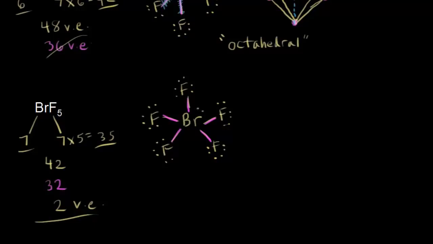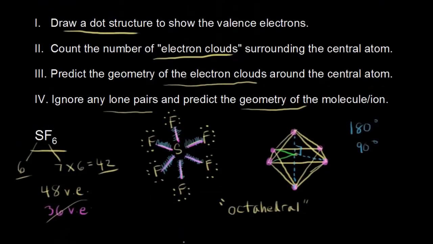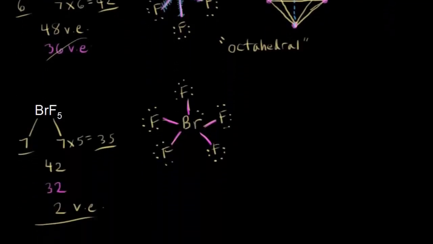Let's go back up here and look at our steps again. So after drawing our dot structure, we next count the number of electron clouds that surround our central atom, and then predict the geometry of those electron clouds. If we look at our central bromine here, let's see how many electron clouds. Well, we would have these bonding electrons, a region of electron density, and we keep on going around here. So those are all electron clouds. That's 5. And then remember, these non-bonding electrons, this lone pair of electrons, is also a region of electron density. And so we have 6 electron clouds. And we just saw in the previous example, when you have 6 electron clouds, the electron clouds are going to want to point towards the corners of a regular octahedron. So you're going to get an octahedral geometry for your electron clouds.